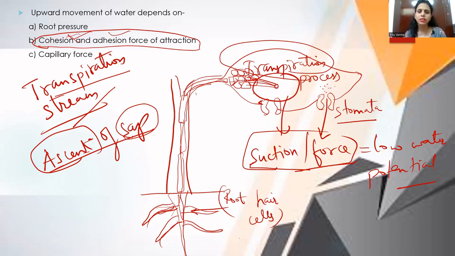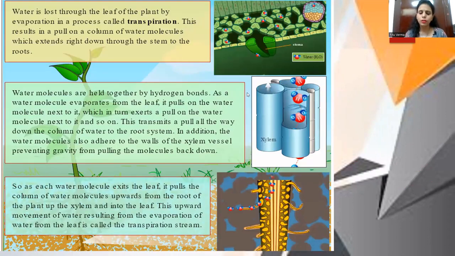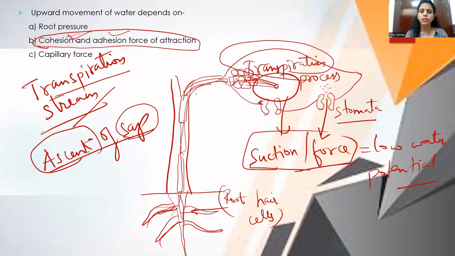But this pull which is created in the plant because of the process of transpiration is known as transpiration pull. And this continuous movement of water in the upward direction from root to leaves is known as transpiration stream or ascent of sap.